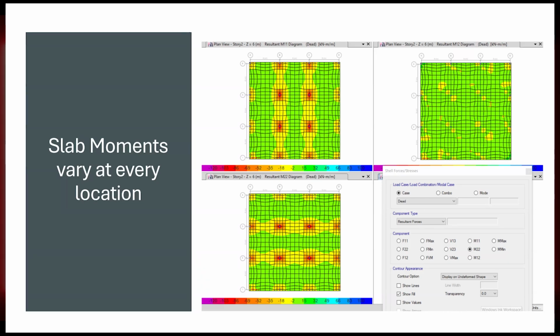So if this is the shell element, these are the two axes, and this is axis number 3. So this is 1, this is 2, this is number 3. Then one moment like this and one moment like this will be M22 and M11, and the 1-2 moment will be somewhere in between like this. So those are the 3 moments.